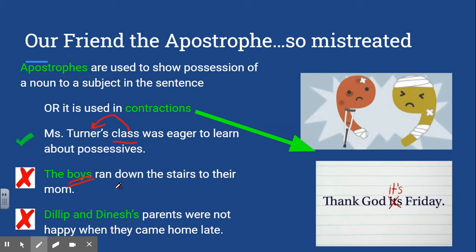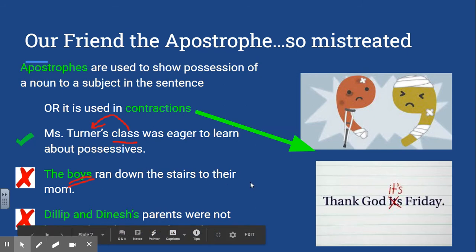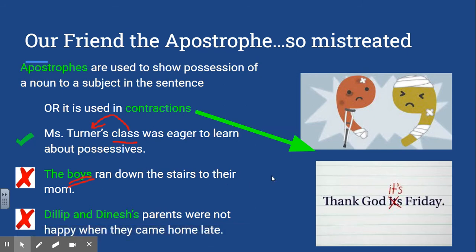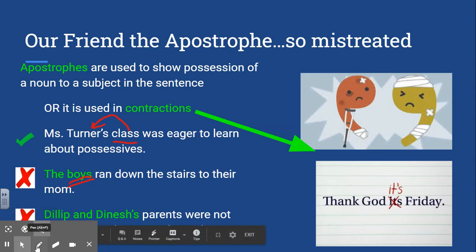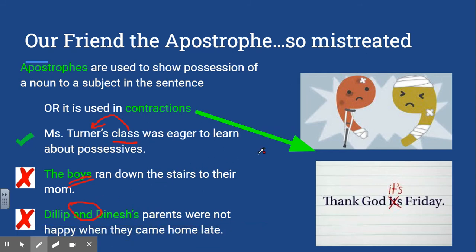Okay, let's look at the third example. Previously on that third example, there were apostrophe S's on both. Now we do not need the first apostrophe S, right? Because Dilip and Dinesh's parents, they're both their parents because they're brothers. So we only need to put the apostrophe after the second name. Anytime that you see and, like here, between two people's names, the apostrophe needs to go after the second name. All right, so that was a little bit of our warm-up review of apostrophes.